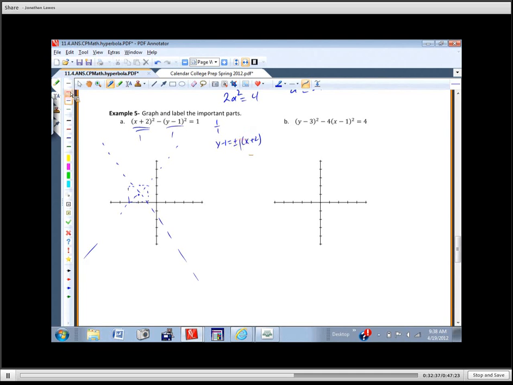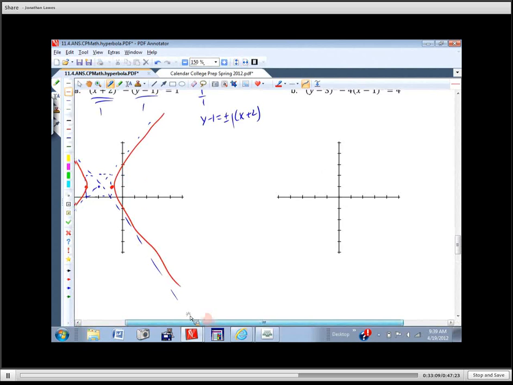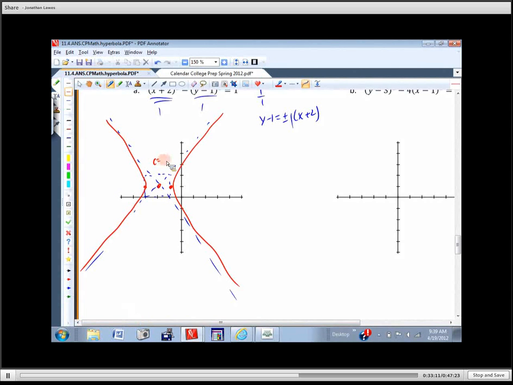And then Samantha, which way does this open? Up and down or right and left? Up and down. Samantha says up and down. Alyssa, is that right? Why not? The x is positive. We tell by looking at the positive variable. So we've got this point on the fundamental rectangle. We're going to come down and hit that and go like this, sort of, and go like this. On this one, the points are easy to find and they're easy to label. The center is -2, 1.